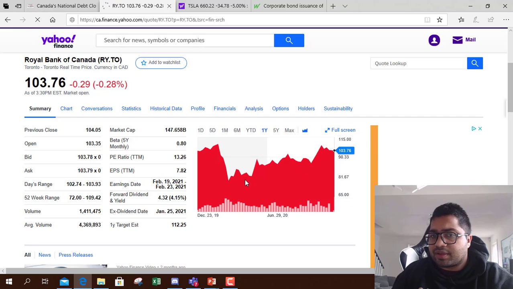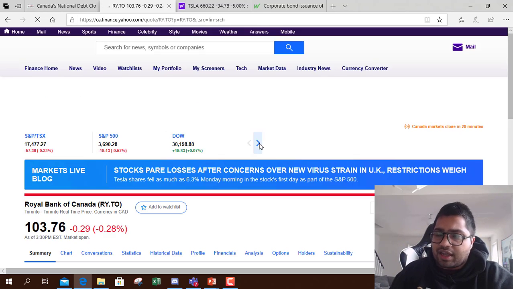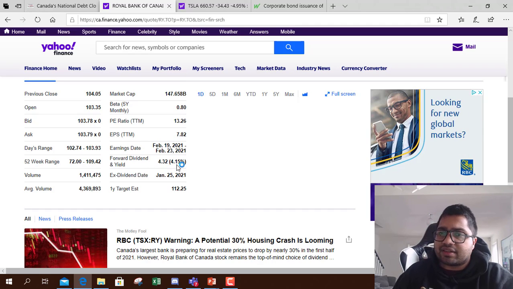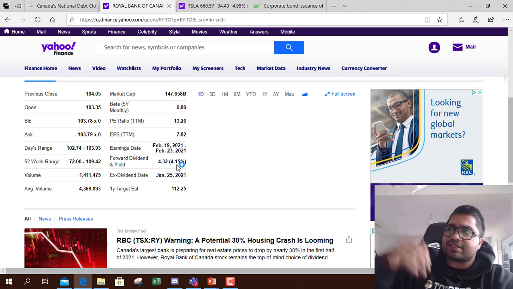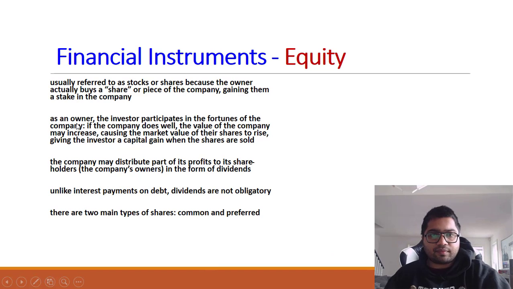So if you bought RBC here, you got appreciation in share price because RBC is doing well. Along with that, you also get dividend. So this is the dividend. It pays 4.15% dividend. So you get share price increase as well as dividends.